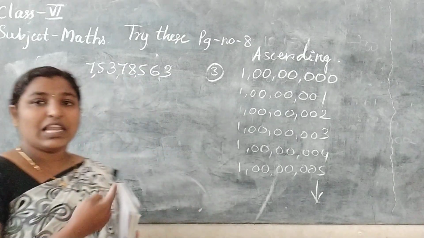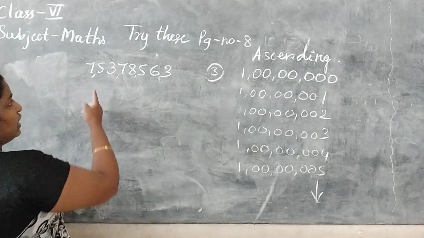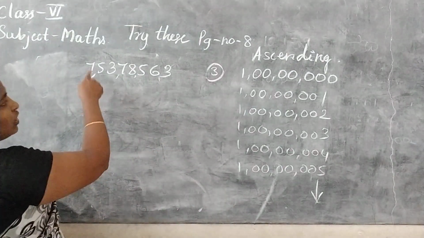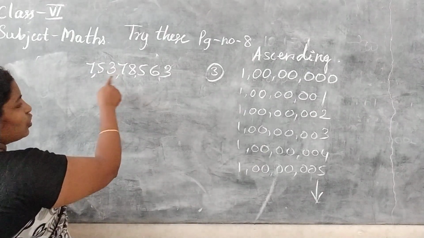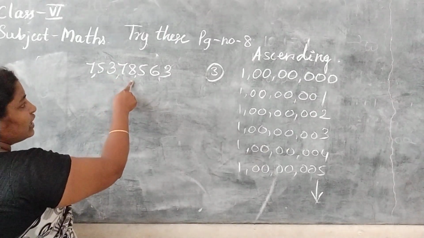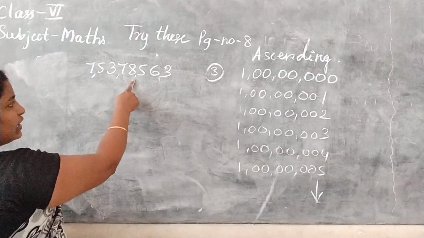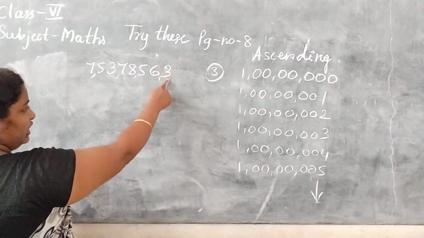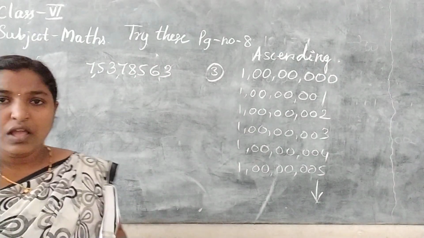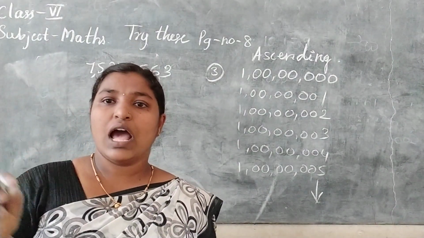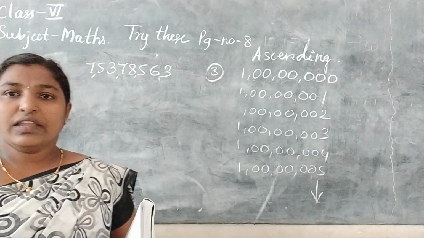After 2 digits you should give the comma. See, now you can read it properly. Now see, 7 crore 53 lakh 78,563. This is the method of reading large numbers.